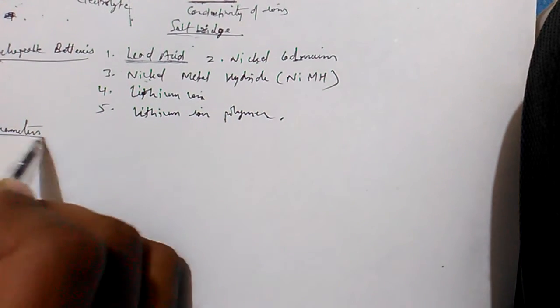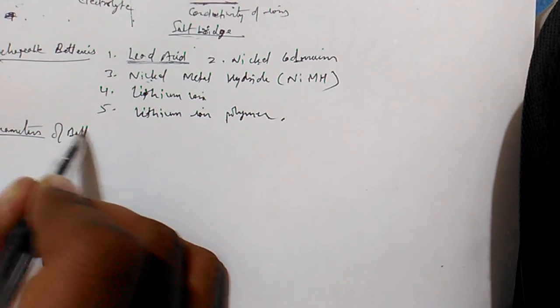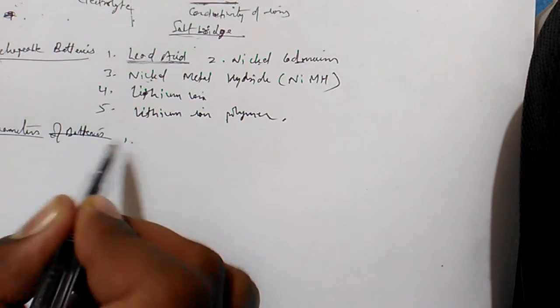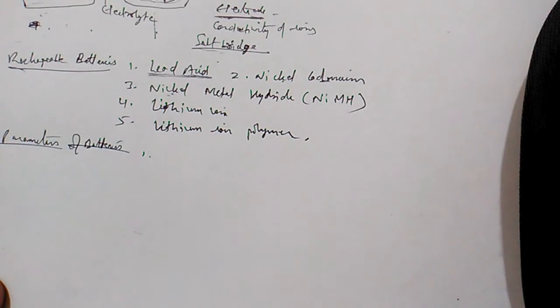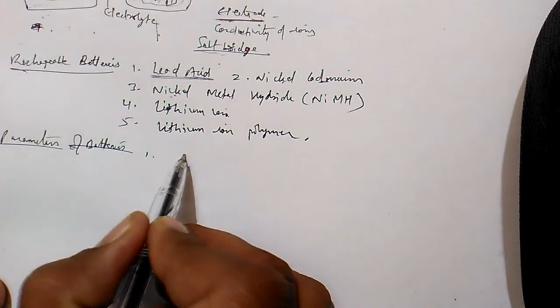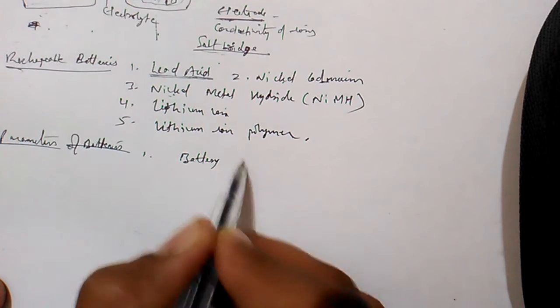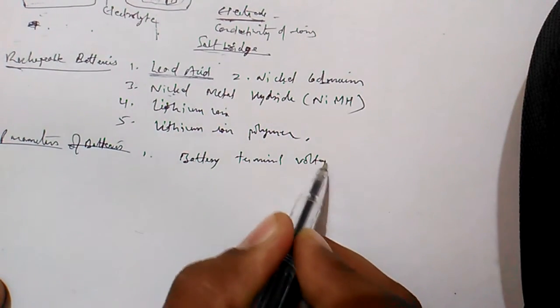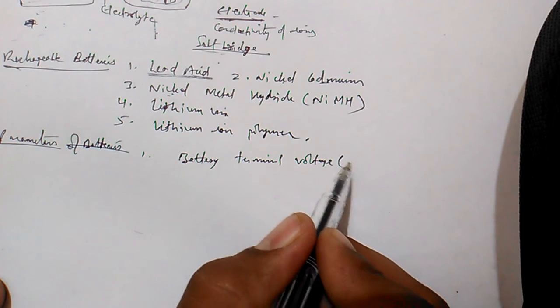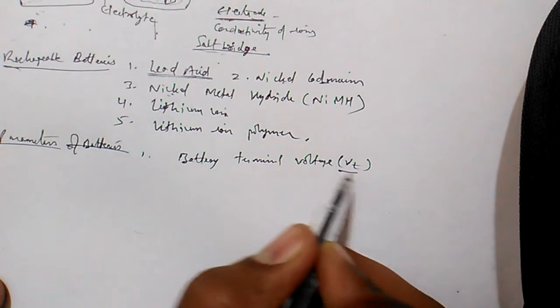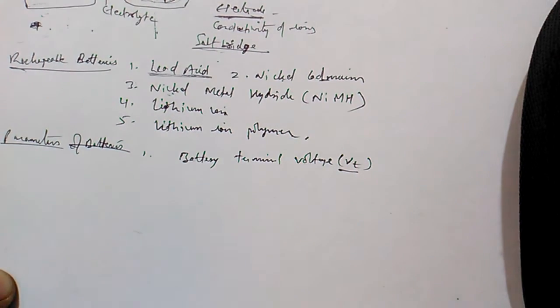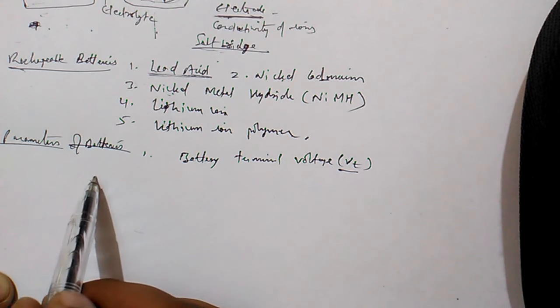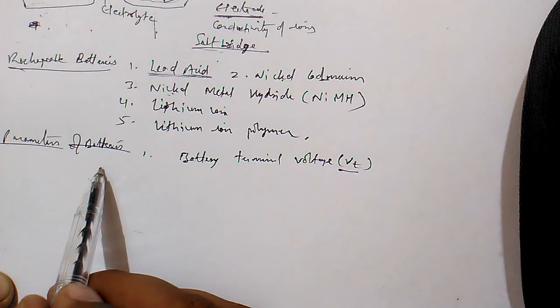Parameters of batteries. So, parameters of batteries: first is the battery terminal voltage, denoted by VT. Battery terminal voltage means how much voltage is on the terminals.